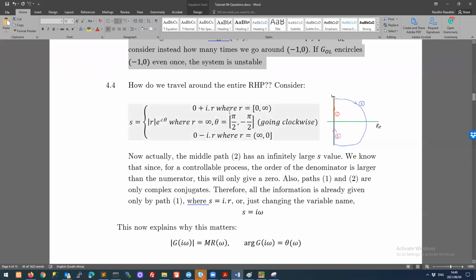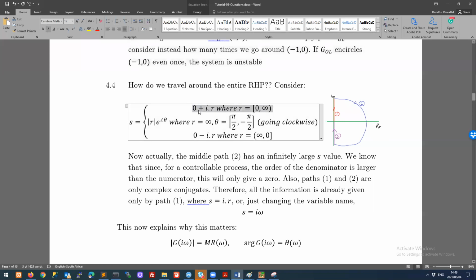So the way that we go around the entire right-hand plane is we pick 3 paths, and the 3 paths are shown here. Path 1 involves going from the origin straight up to infinity. So this is your S-plane, imaginary part and real part. You start from the origin and you go up to infinity. So I'm writing it like this. The equation of the S values looks like this. There's 0 for the real part, so we are moving purely along the imaginary axis. And we represent this as iR, where R is the distance we've traveled up here. R is going from 0 to infinity as we go up here.